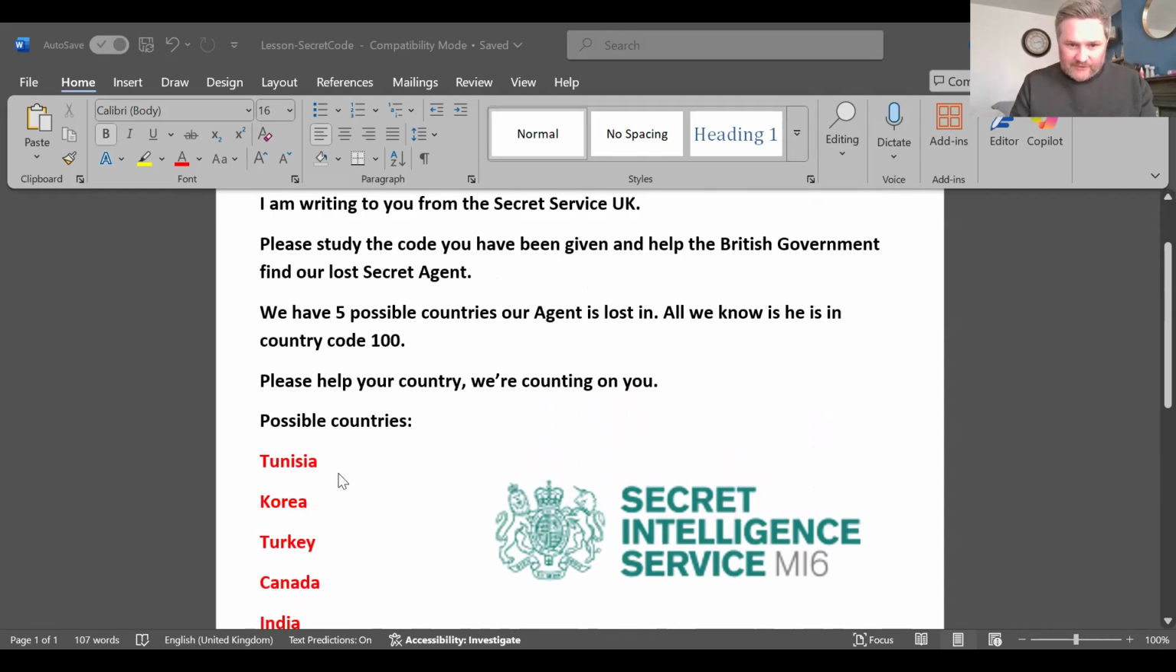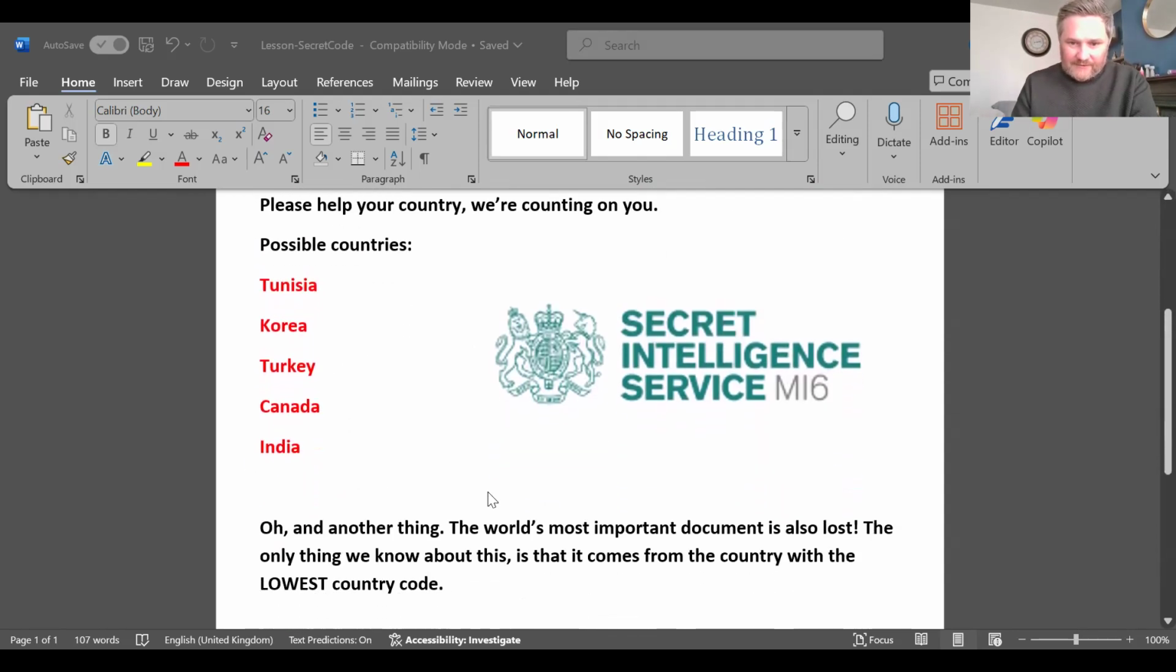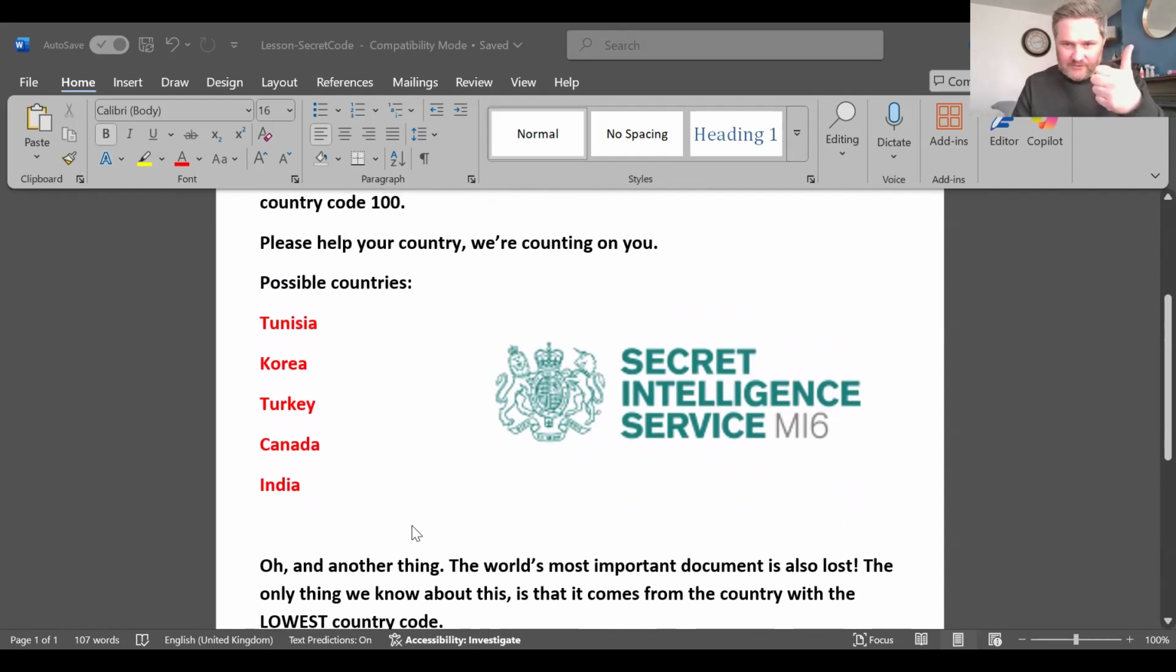That's our first objective, country code 100. And we also need to know the country with the lowest country code. So country code 100 and lowest country code, those are our 2 objectives in this lesson. Right, so let me share my screen and this will get us started.